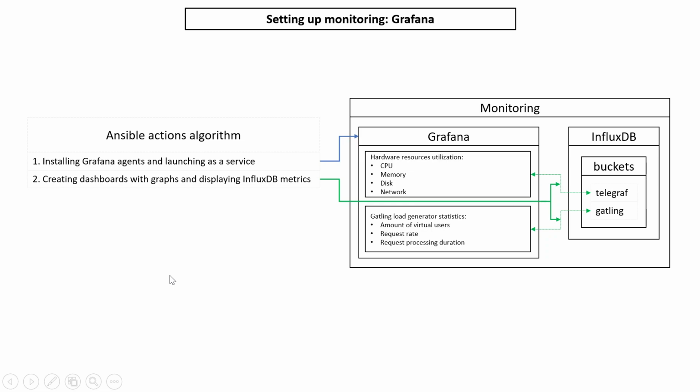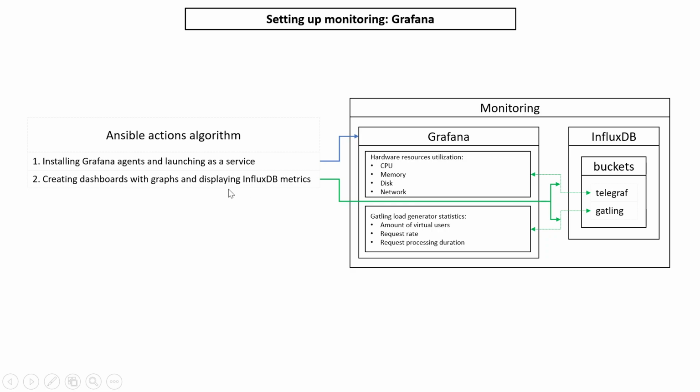In previous videos, we installed the Influx database and installed the Telegraf agents on each of the remote machines. These agents collect metrics and send them to the corresponding buckets. Now all we have to do is install the Grafana web application, launch it as a service, create dashboards with graphs, and output the collected metrics to these graphs.